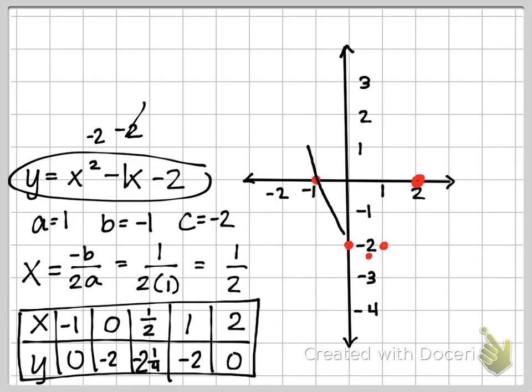So then if we were looking at this graph for the solutions, what would x equal? -1 and +2. That's what it would equal.